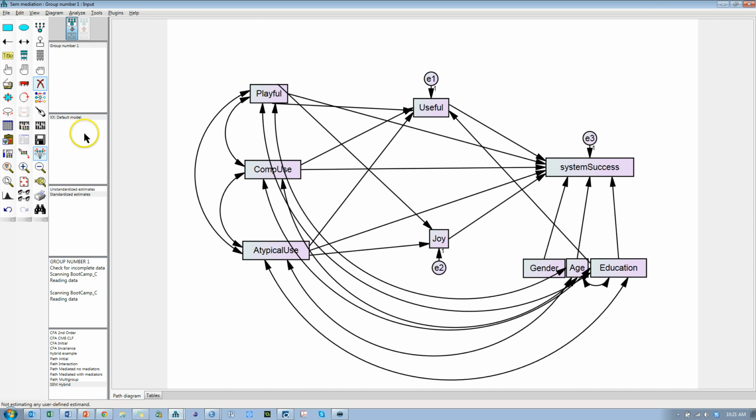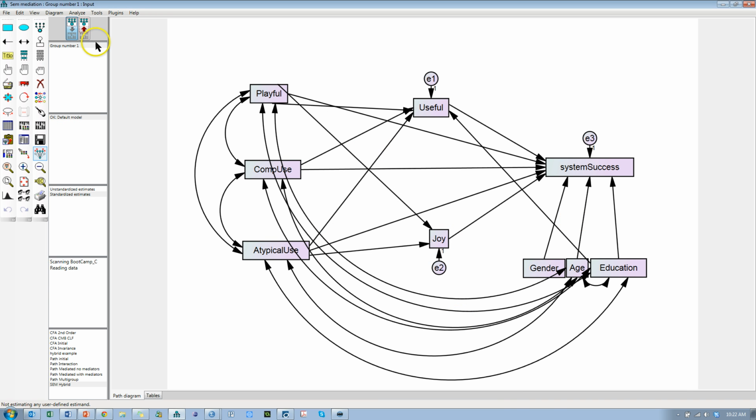Let me interpret the question for everybody. Should we have checked play to joy and joy to system success, to see if those two paths were significant? Yes, we should have, and I did. I just didn't say anything. They were significant and substantial. And they need to be in order to claim any sort of mediation. We'll run it again, I'll show you.